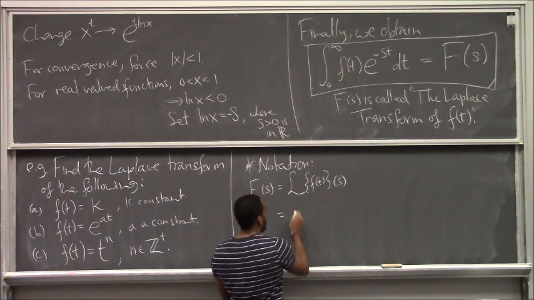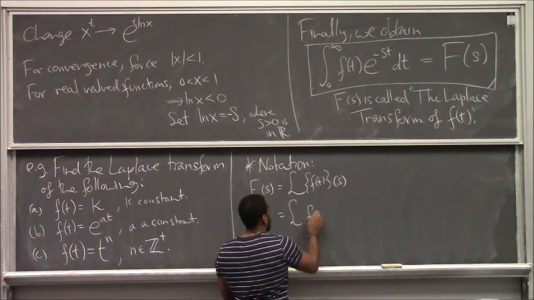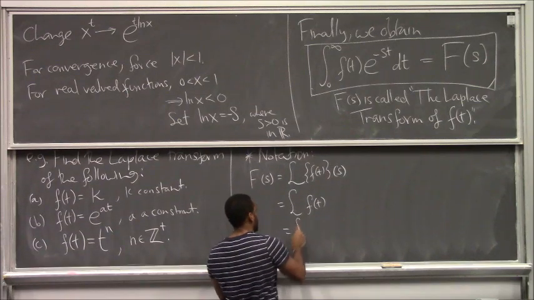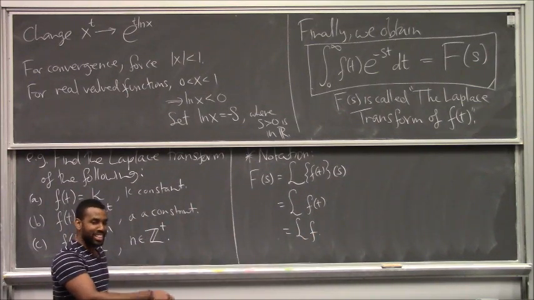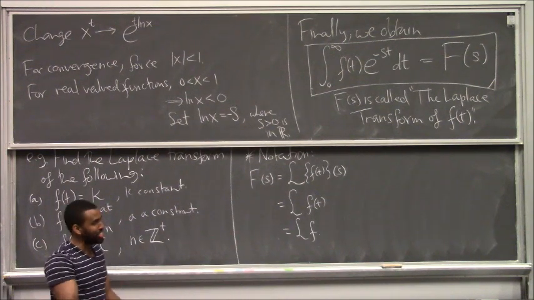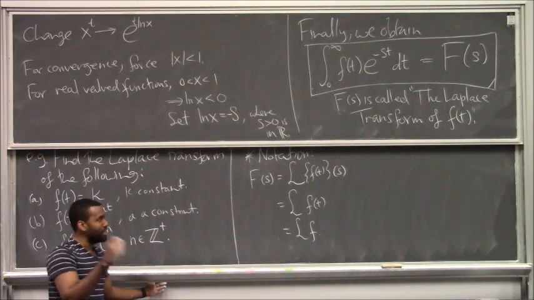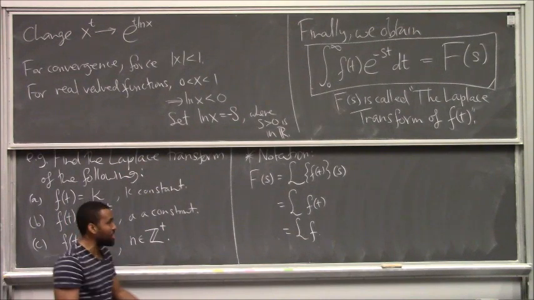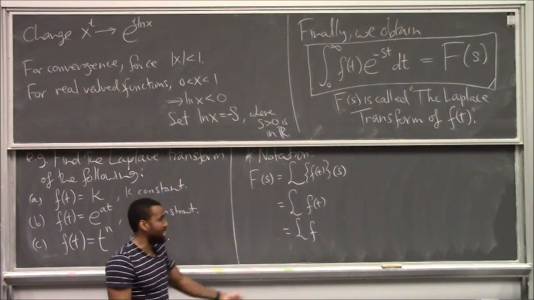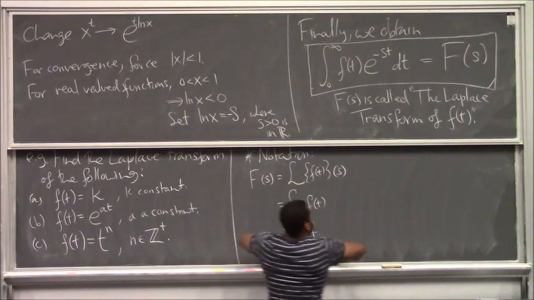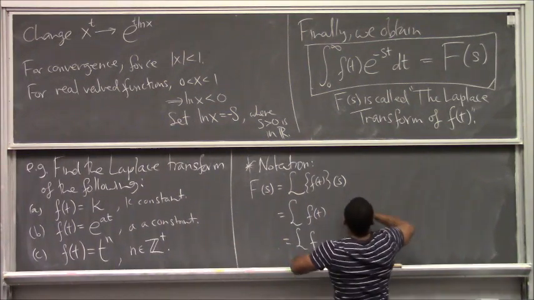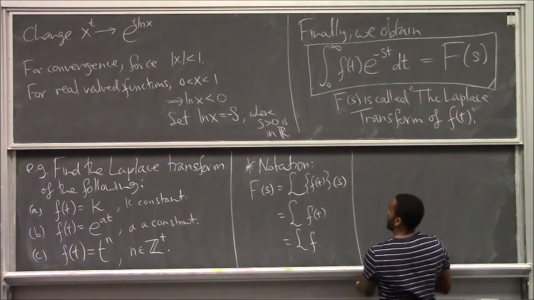If you're lazy, you might just write the Laplace transform of the f of t. Or just the Laplace transform of f. You progressively get lazier and lazier as you go on, because eventually you start doing this so often. You just devolve into writing it like big L of f, and you know, oh, he means a Laplace transform. So, just an FYI there.